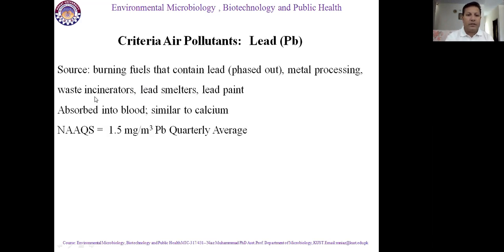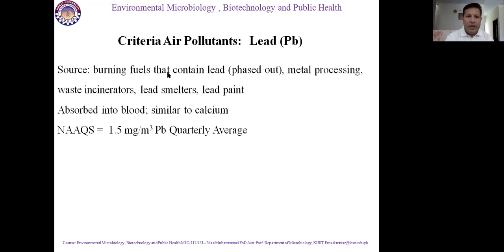Metal processing waste and incinerators. The places where we are processing the metals are also a source of emission of lead from the surface to the environment. And waste incinerators, the places where we are burning waste, if that contains lead material, that is going into the environment. Lead smelters and lead paint, which we are using in homes, gradually release lead to the environment.